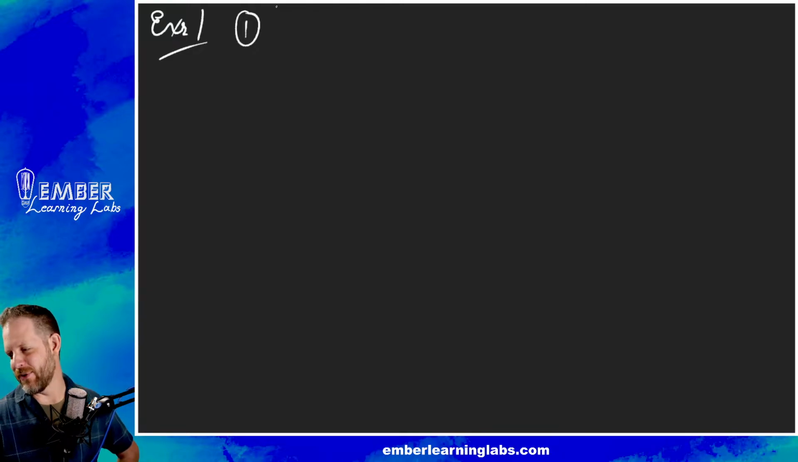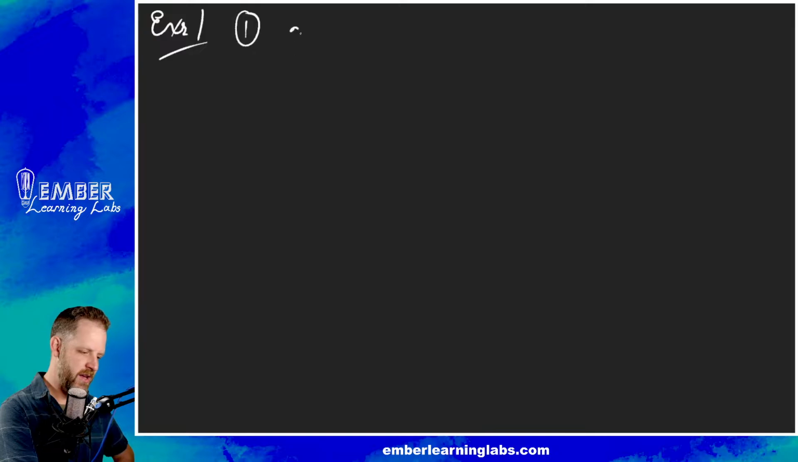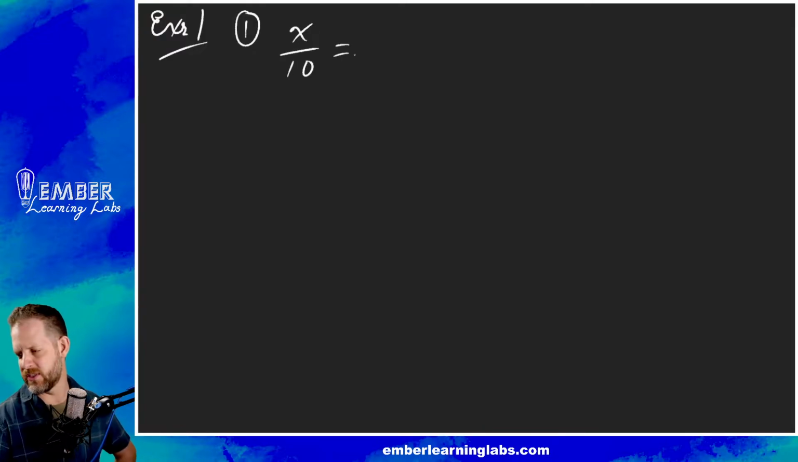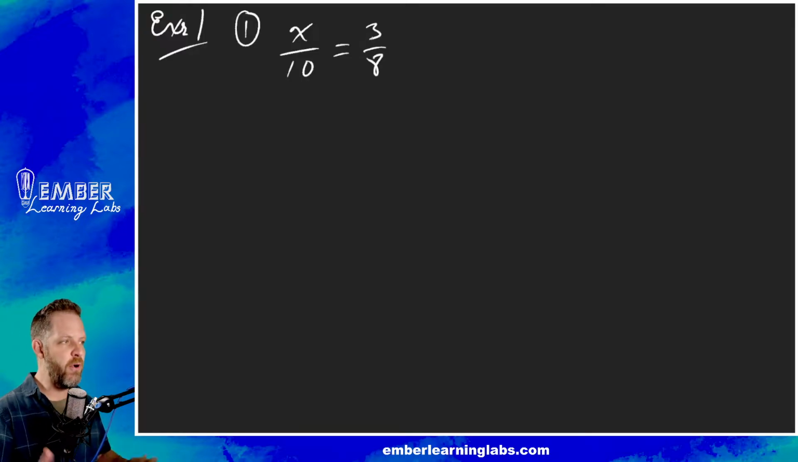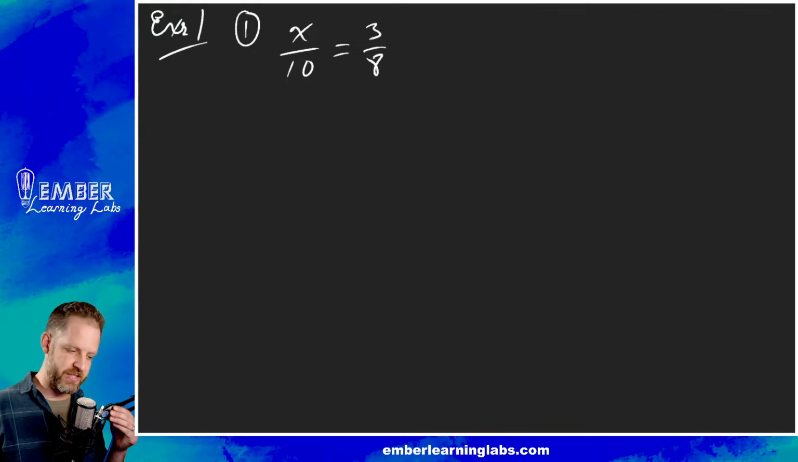But let's do an example. Here we go. Example number 1. x over 10 equals 3 over 8. So a proportion is a fraction equal to another fraction. And we solve most proportions pretty much the same way.